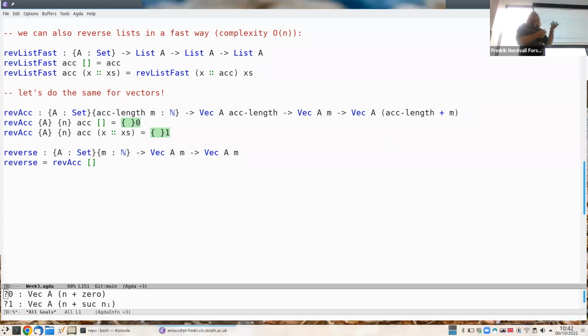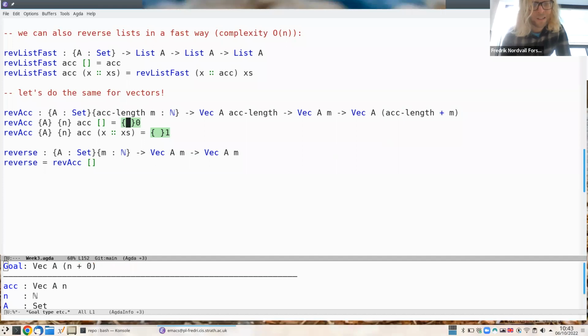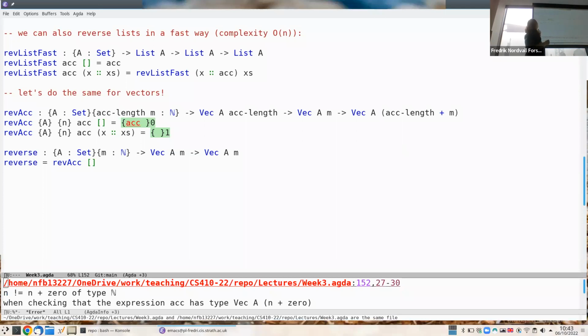Why is this a problem? Well, it's because it's not obvious that n plus m is the same as m plus n, right? So that's something we need to prove. And we're going to see that here as well. Because here, if the list we started with was empty, we would like to return the accumulator. But then here we have a small type mismatch as well, because the accumulator has length m, but the goal has length m plus zero. So if I just try to return it, because I want in some sense the algorithm to be the same as up here, then I get an error that m is not the same thing as m plus zero, which sometimes looks a bit baffling.